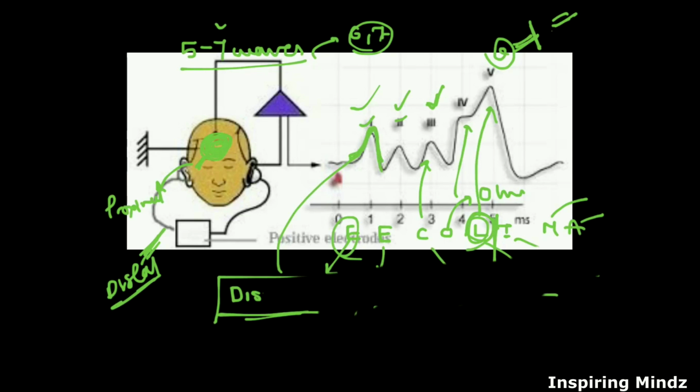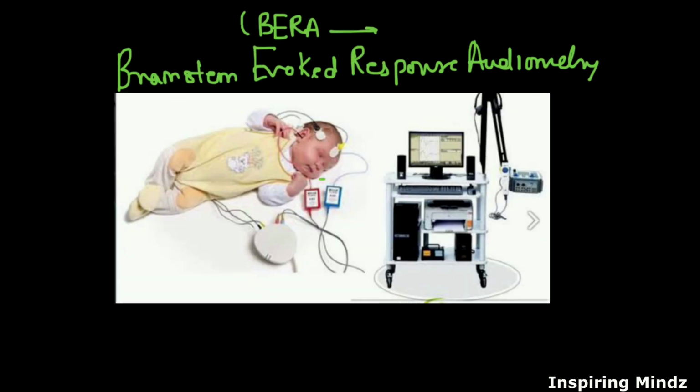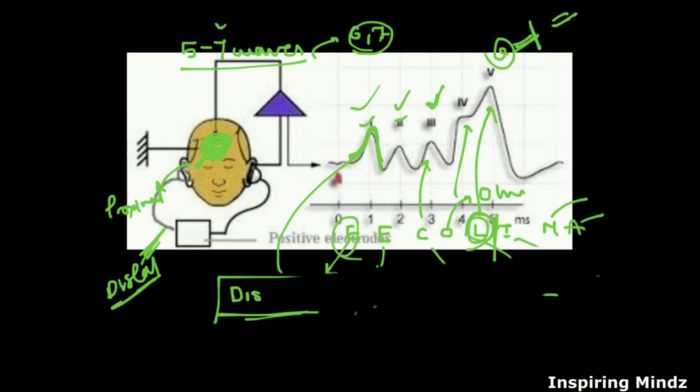So BERA is Brainstem Evoked Response Audiometry. How many waves are formed? 5 to 7 waves are formed. What is the principle? Some of the electrical stimulus or energy is lost, that is picked up in the form of waves. So what do the various waves represent?